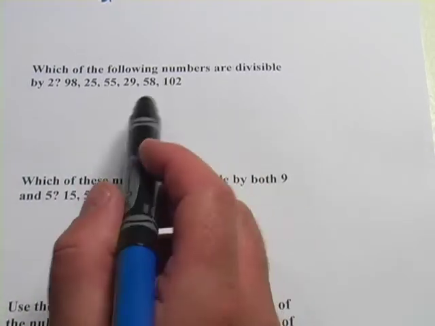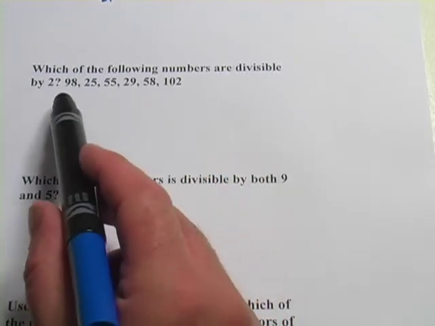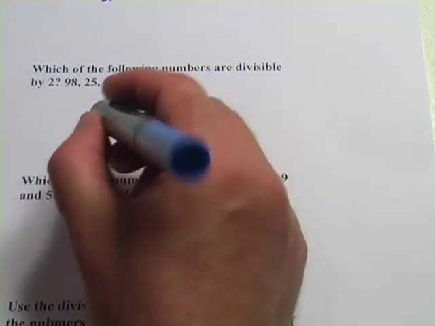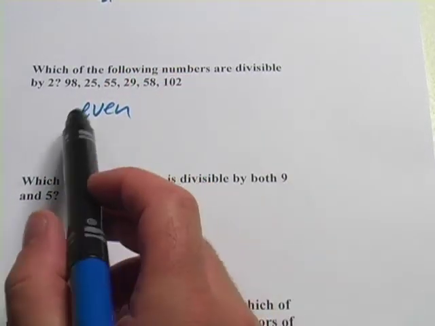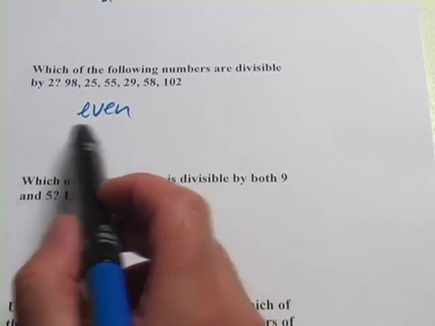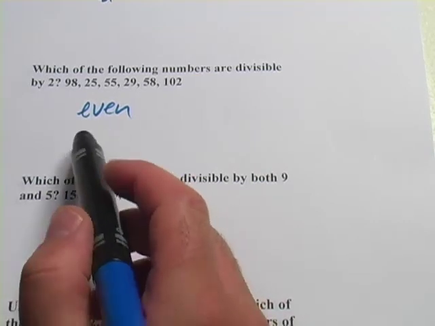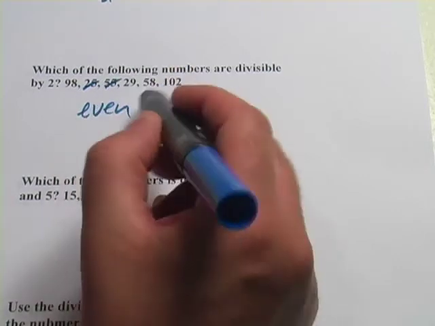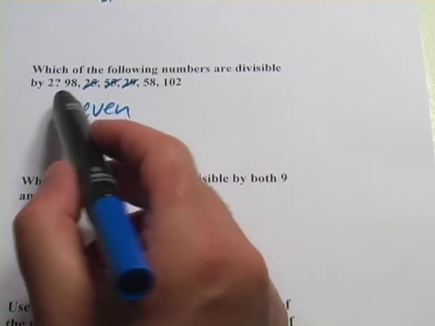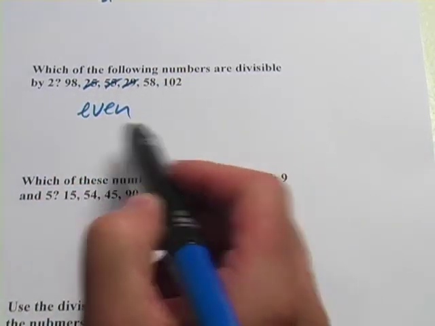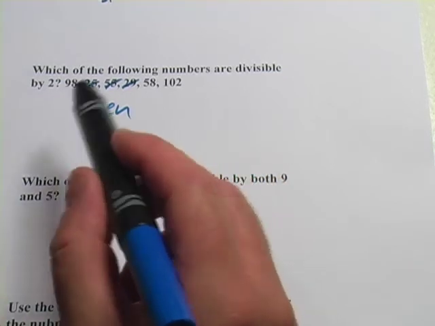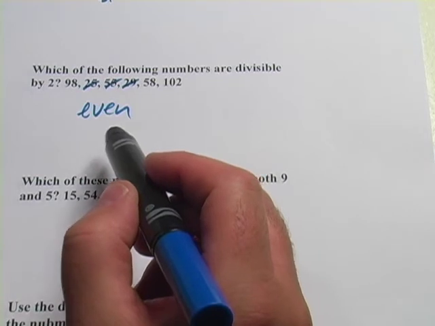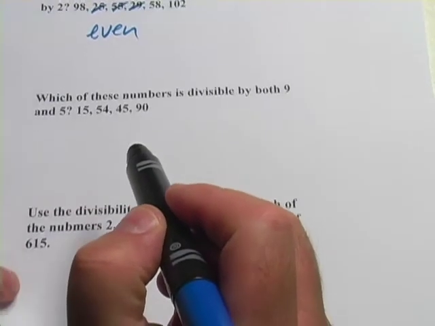This says, which of the following numbers are divisible by 2? And this is the same exact thing as saying which of these numbers is even. All numbers that are divisible by 2 are even. All even numbers are divisible by 2. So I'm just going to cross out the negative numbers here. And there we go. We have 98, 58, and 102. They're all even, so they're all divisible by 2. If you don't believe me, punch them in on your calculator, divide by 2, and you'll see I'm right.